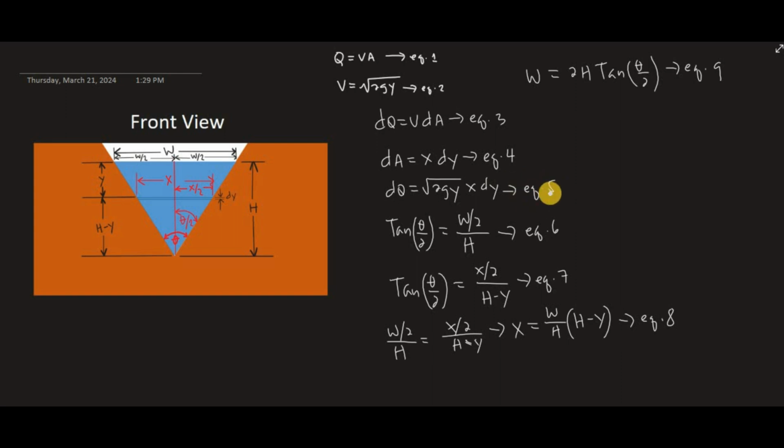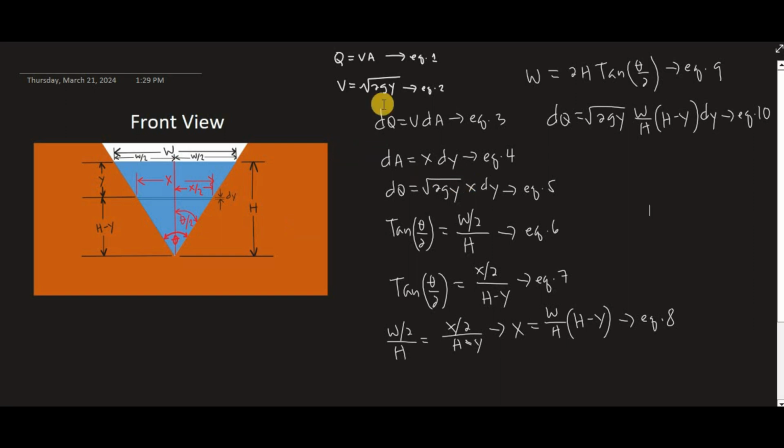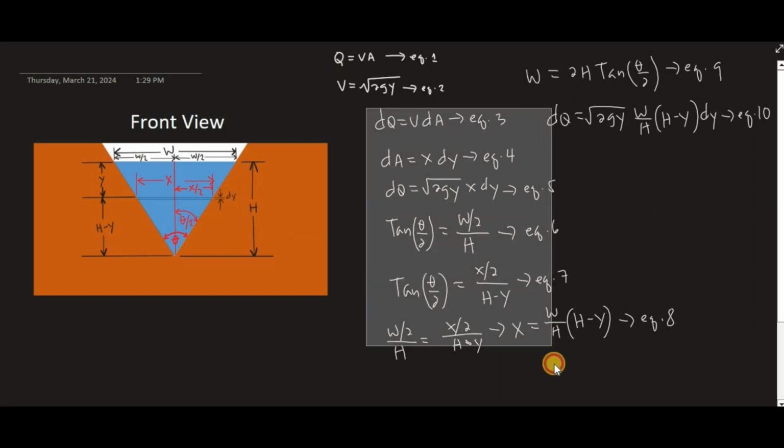Now, let's rewrite equation 5 using equation 8. So, dq equals the square root of 2gy times x. Our x is w over h times the quantity h minus y, and then dy. And let's label this as equation 10. Okay, let's delete these stuffs here.